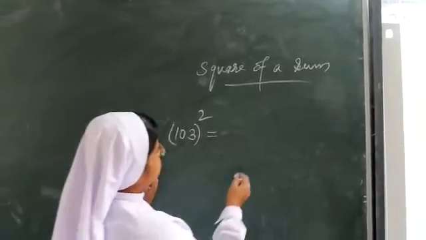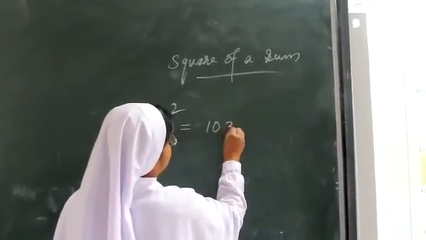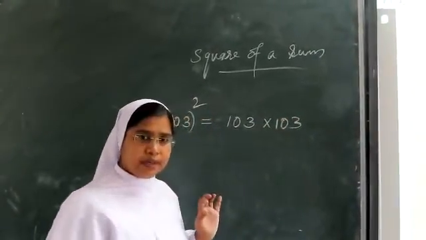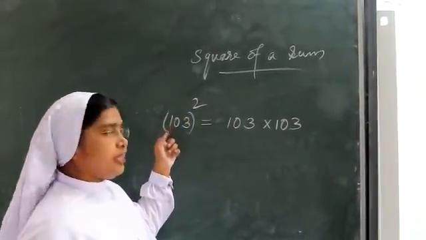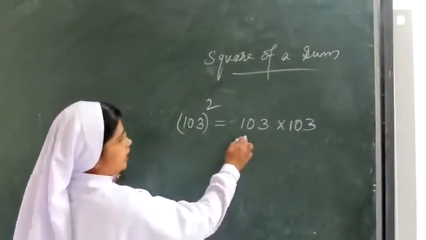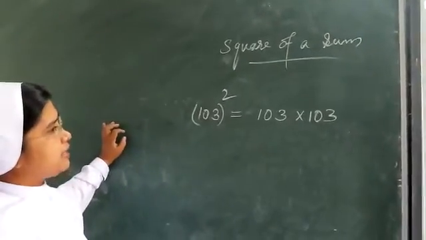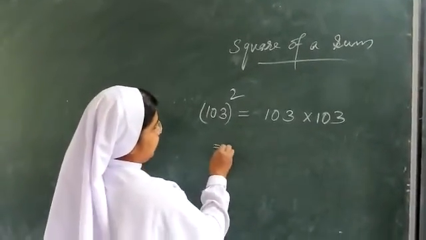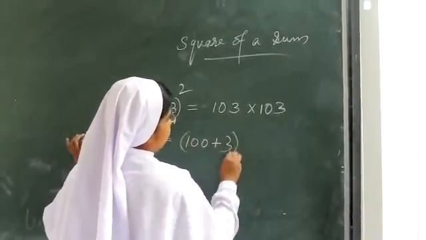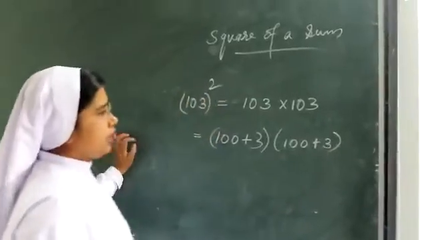So how can you write this number? It is the same as here, you look, 100 and 3 into 103. Okay, square means it is not plus, but it is to multiply. So this 103 we can split. Here the textbook also gives the example. So this we can split again and write (100 plus 3) into (100 plus 3).